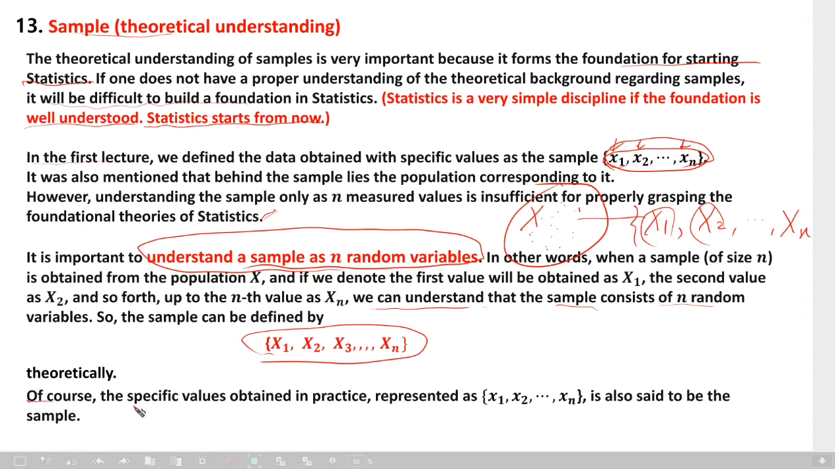Of course, the specific values obtained in practice, represented as small letters x1, x2, xn, real values, realized values, are also said to be a sample. This one is a sample. This one is also called a sample.